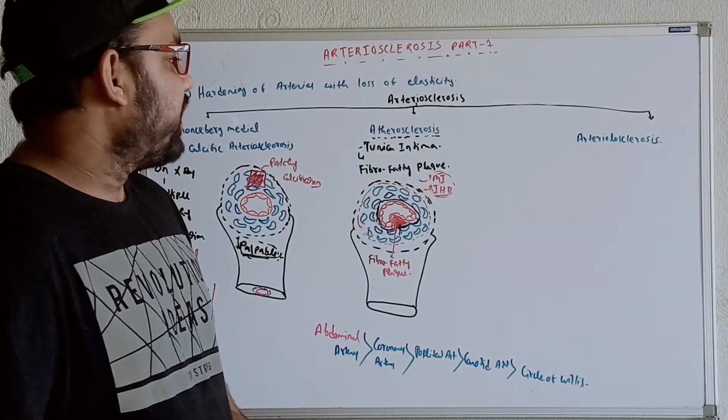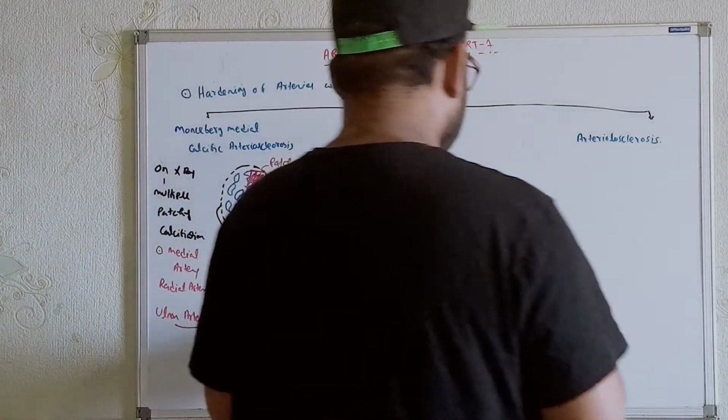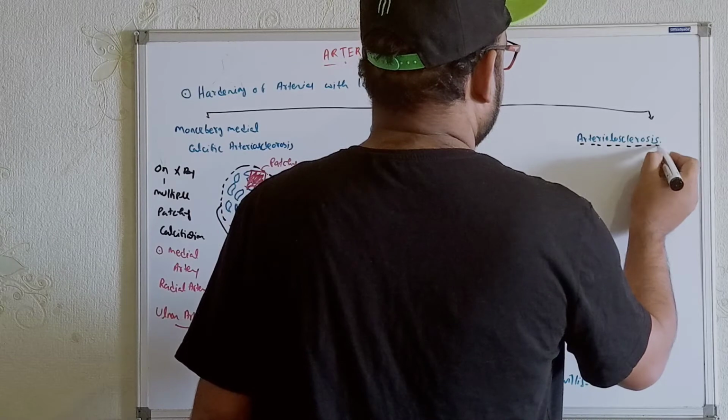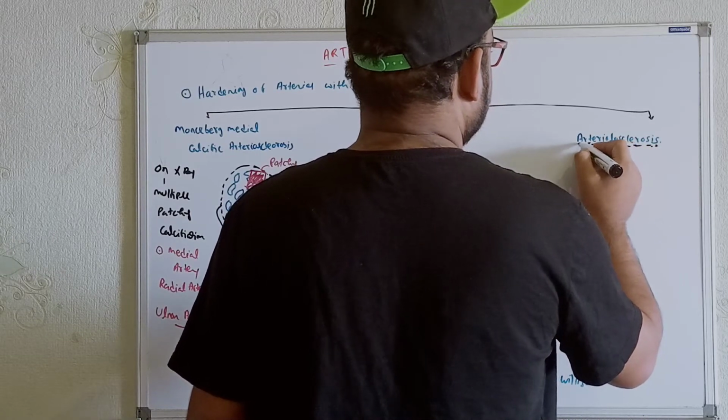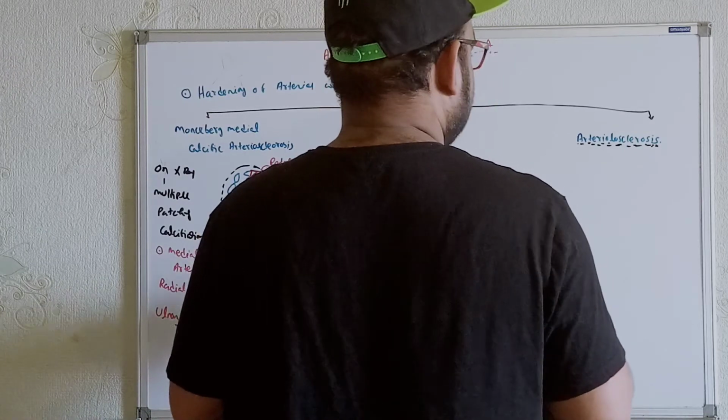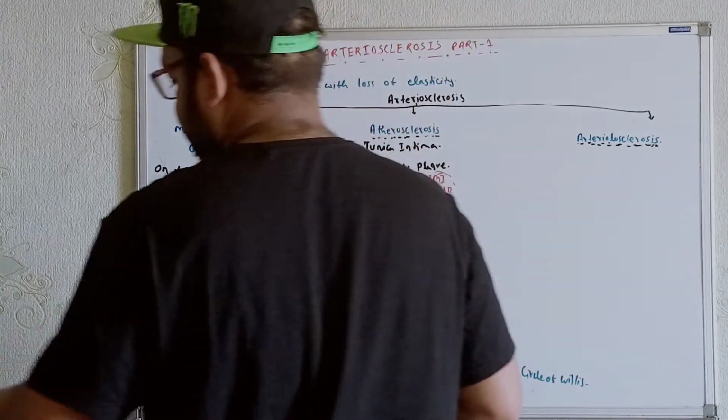Now we'll talk in detail about arteriosclerosis. Arteriosclerosis, as you know, from the term it's easy to understand, we will get it in terms of the arterioles. Arterioles are the terminal branches of the arteries, before the capillaries.